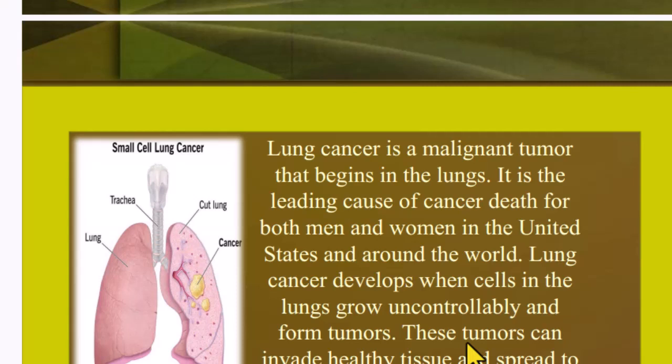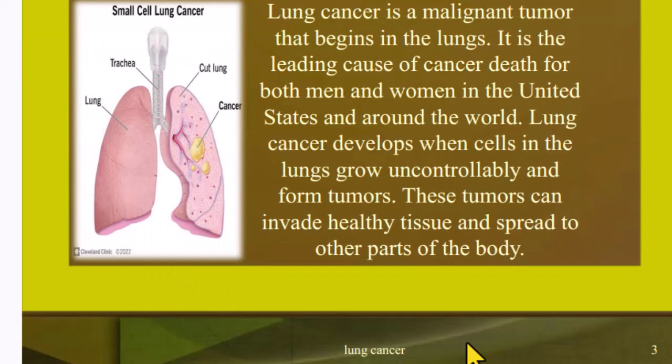Lung cancer develops when cells in the lung grow uncontrollably and form tumors. These tumors can invade healthy tissues and spread to other parts of the body. When it spreads to other parts of the body, we call it a malignant tumor, and this is metastasis.